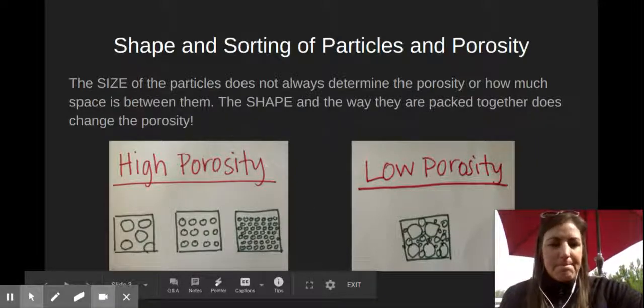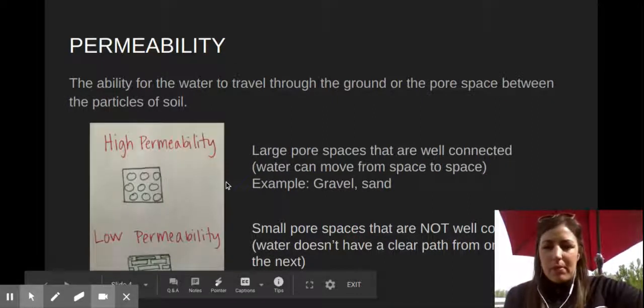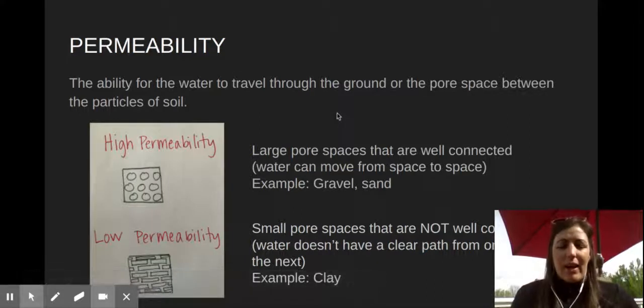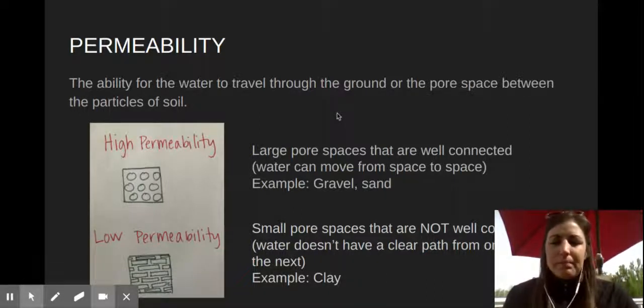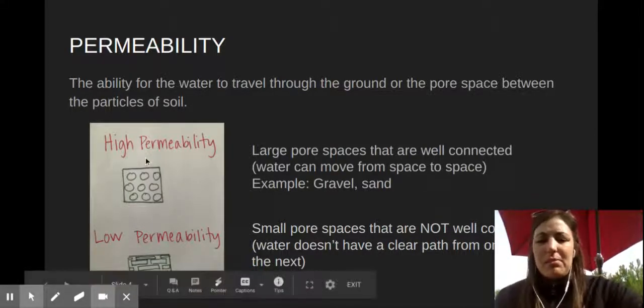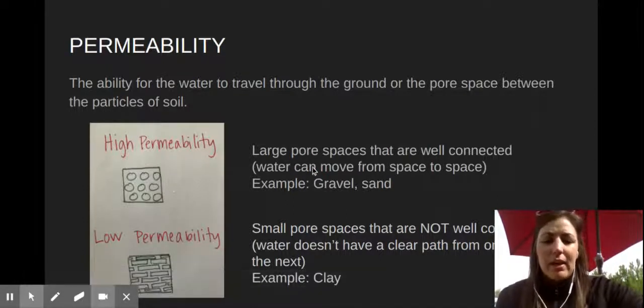Okay, so that leads us to talking about permeability. And permeability is how fast and how much water can travel through the ground or through the pore space. So if there's high permeability, that's when lots of water can travel through, and there's a couple of key factors for that. High permeability needs large pore spaces, and they need to be well connected.